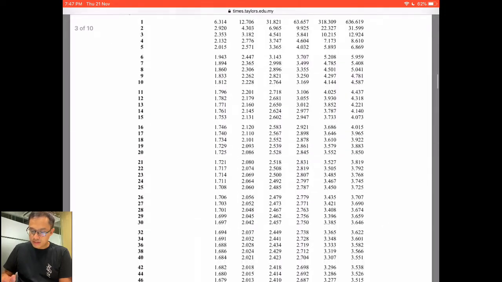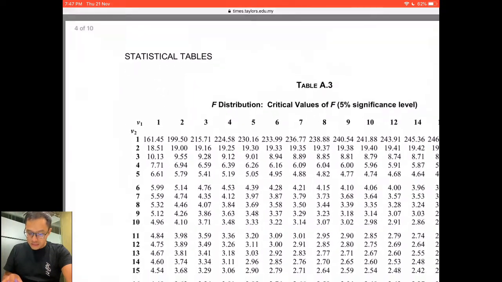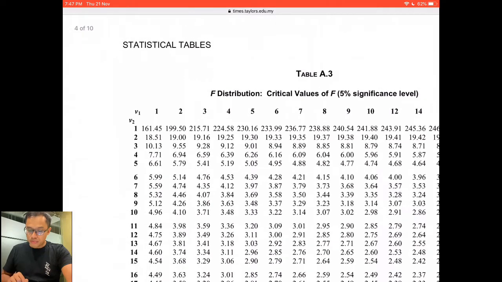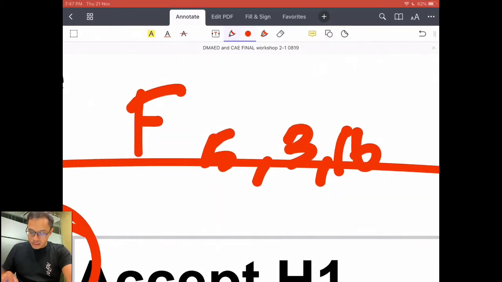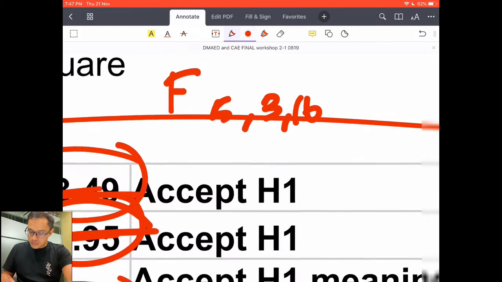Here, 5%, you have to go to this one. Okay, so above there, V1 is your degree of freedom of level, which is 3. Wait, is it 3? 3, and V2, the column there, is 16. So 3 and 16 is 3.24.